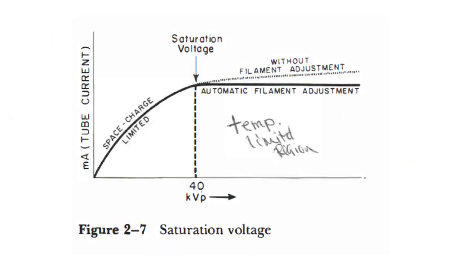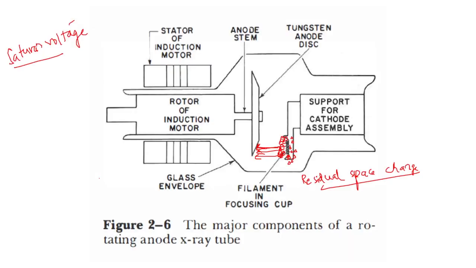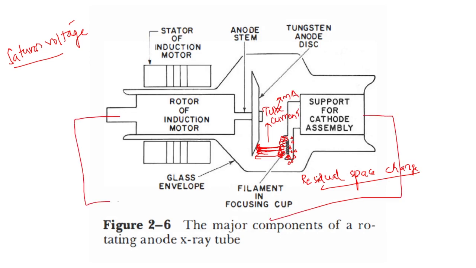So if you plot the kVp, that is the voltage across the X-ray tube, against the tube current. See, what is tube current? When electrons flow from cathode to anode, the current produced is called tube current, which is expressed in milliamperes. Whereas the potential difference applied between the cathode and anode is called kVp. This is the maximum potential difference.